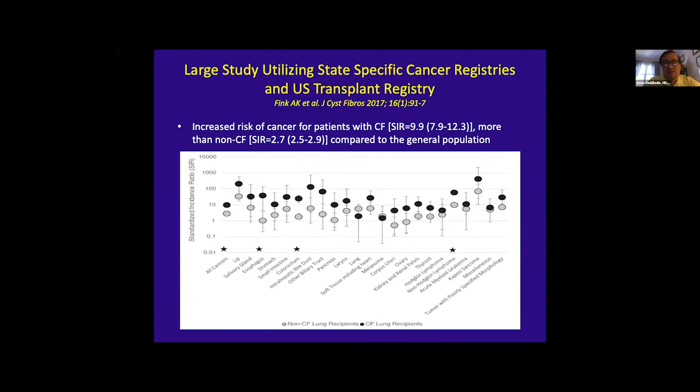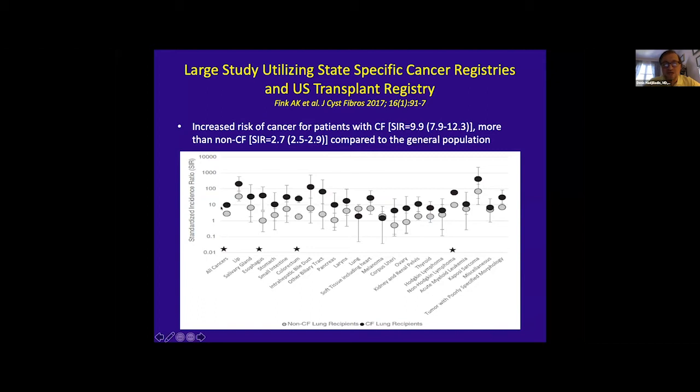To take this a little further, Eliza Fink did a study where she took the US transplant registry and then used, I think from about 10 states, state-specific cancer registries where they have all the cancers reported, and tried to combine them, because they have a lot more cancer information in those registries, and find out what the incidence is and compare them to non-CF transplant recipients and to the general population. So the general population is 1. The gray circles are the non-CF transplant recipients, and the black ones are the CF ones. So they did this for a lot of cancers.